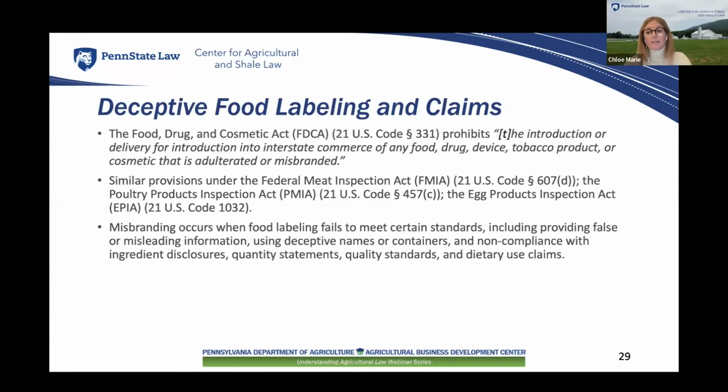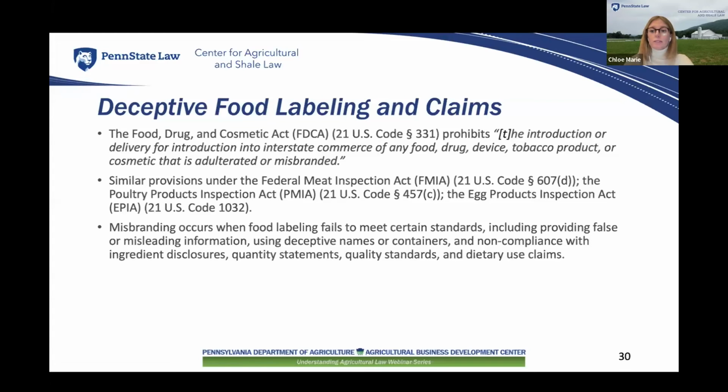So a food product is deemed misbranded when it fails to meet certain labeling and packaging standards. This includes providing false or misleading information, using deceptive names or containers, and not complying with regulations regarding ingredient disclosures, quantity statements, quality standards, and special dietary use claims. Now, an important point I'd like to make is that mislabeling and misbranding are indeed both forms of inaccurate product labeling, but they have different meanings.